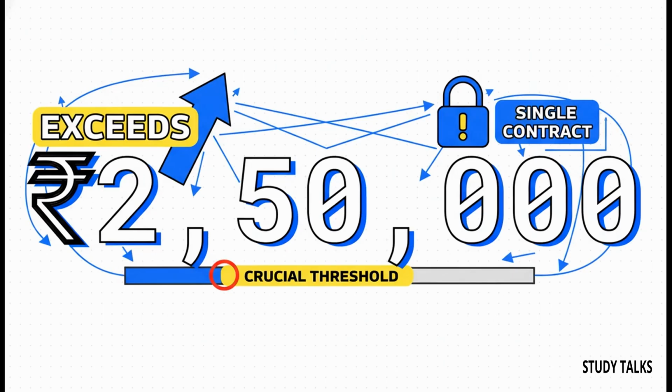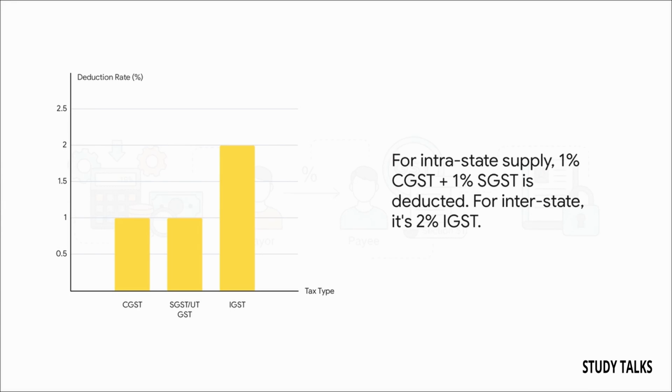Okay, next up, when does this whole rule even kick in? It only applies when the total value of a taxable supply under a single contract exceeds 2,50,000 rupees. Remember that word, exceeds. If the contract value is exactly 2,50,000, no TDS. It has to be more. This is an absolutely critical threshold. And what are the rates? Well, they're super straightforward. If it's an intrastate supply, so within the same state, the deductor cuts 1% as CGST and 1% as SGST. If it's an interstate supply between 2 states, it's just a flat 2% as IGST. So either way, it's a total of 2% tax getting deducted, just split up differently.